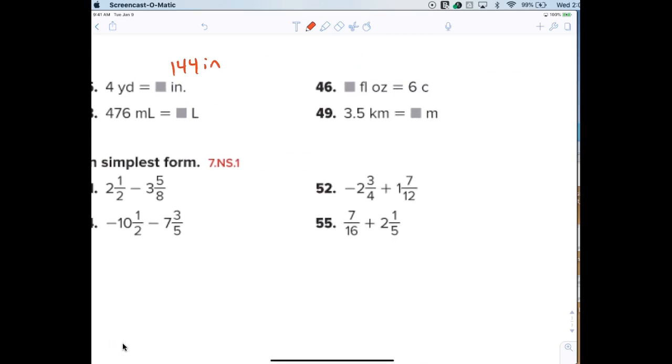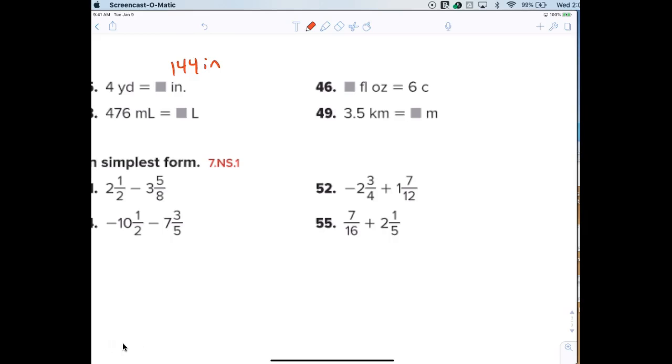Who knows? I don't think we've done this one before. Fluid ounces in a cup. Sean, do you know? No, 4? Definitely no. 8. Say it again? 8. Yes, believe it or not. Good one. 8 fluid ounces is 1 cup. 8 ounces is 1 cup.